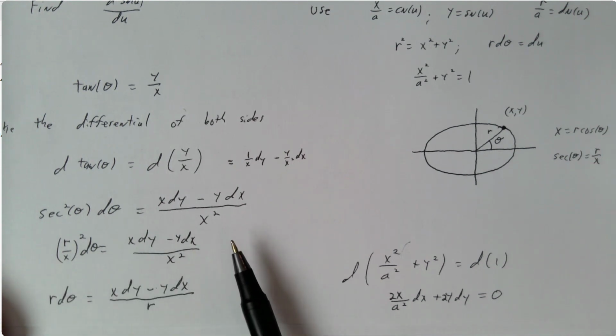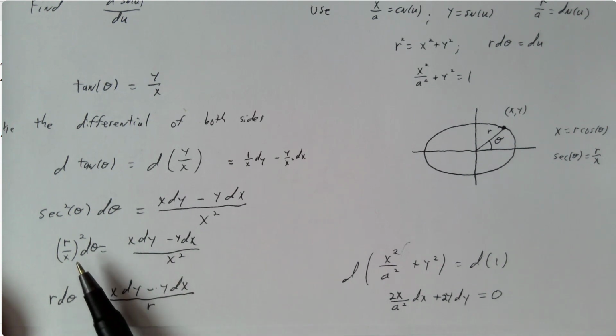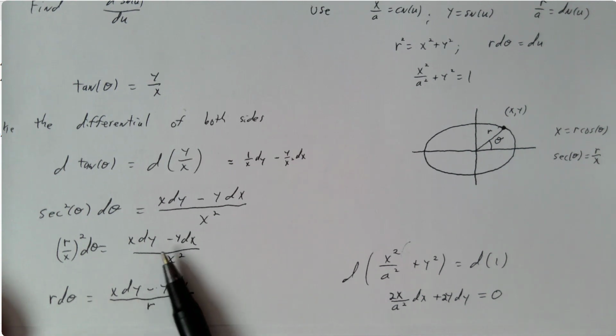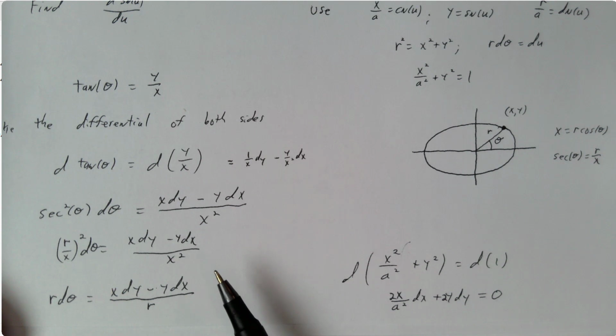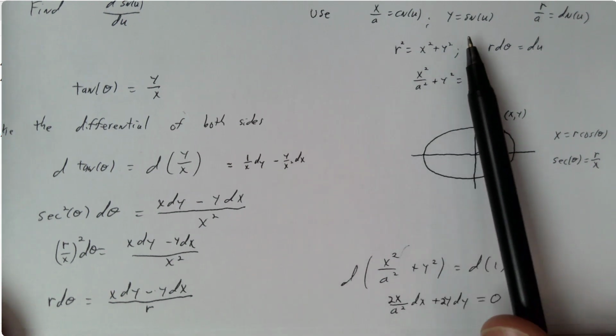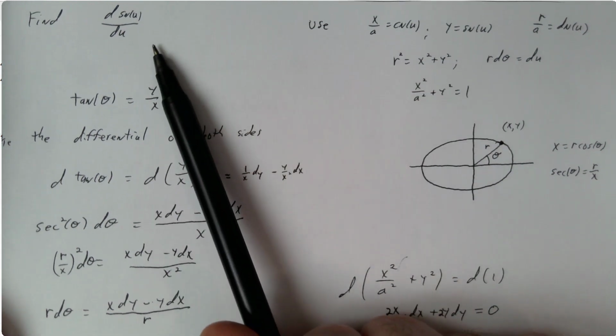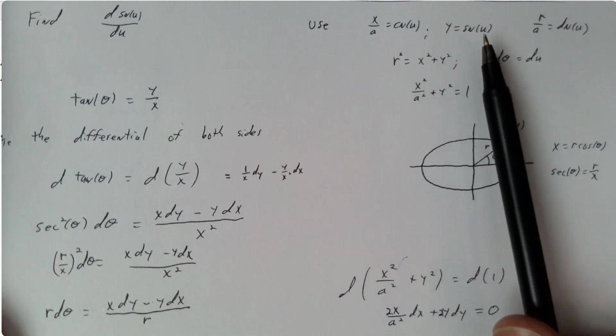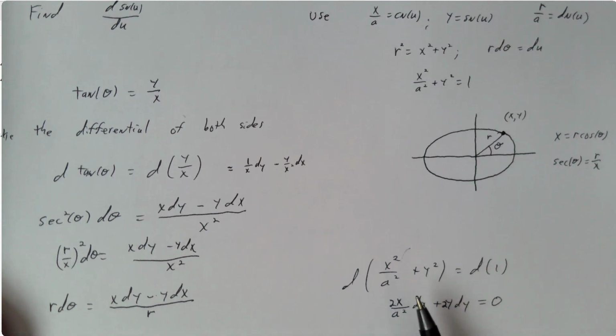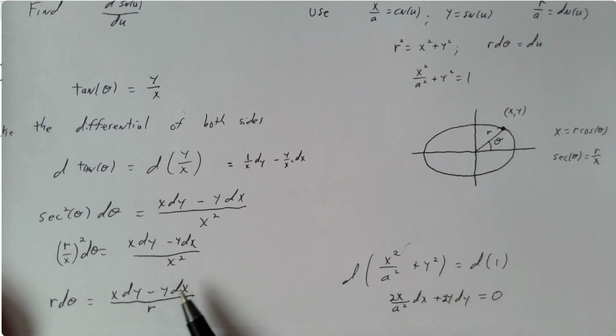Multiply both sides by x squared, then divide by r. That'll leave me with an r dθ, which will be our du. So multiply by x squared, divide by r. So now I have this. And I want things to get d sun u du. I really want dy du. So I'll get rid of this dx.